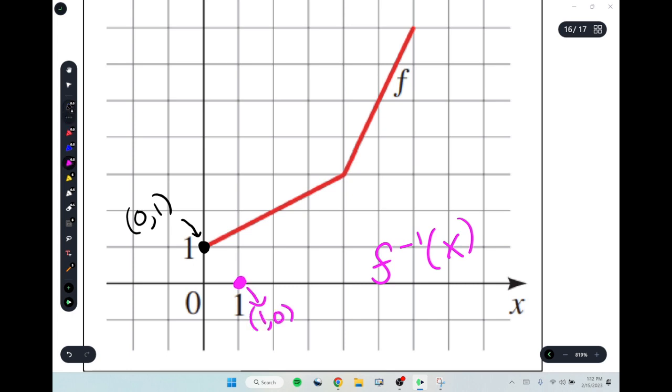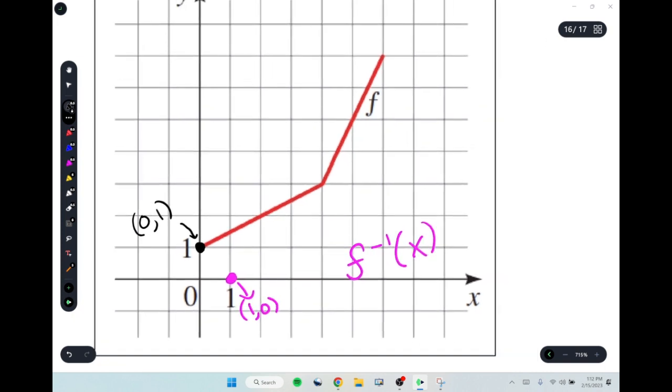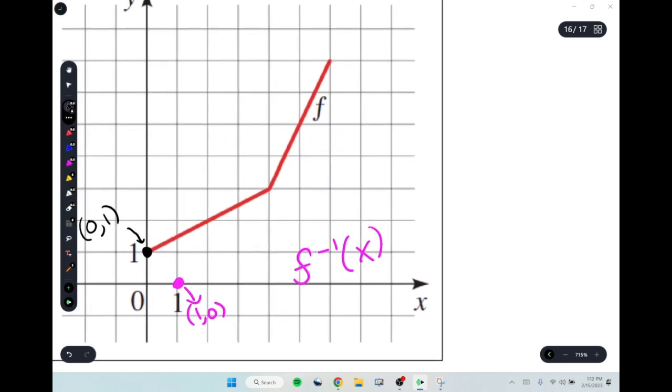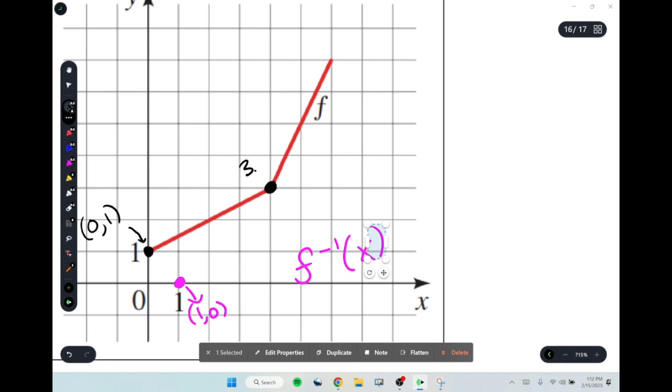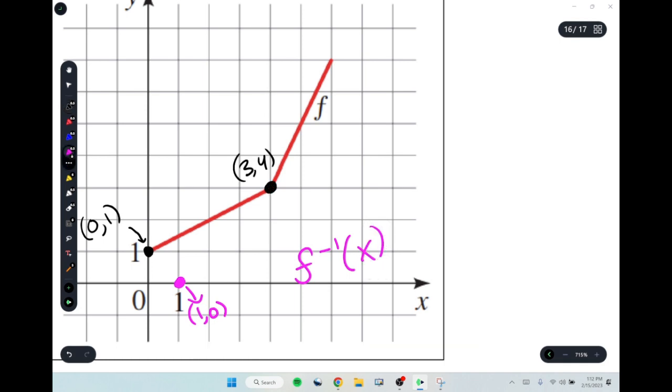Pick another point that's on our function. 3, 4? So what point is on the inverse? Wait, I messed up. That point is 4, 3. The 3, 4 will be on the inverse. That point is 4, 3 though, right? So what point gets on the inverse? The point 3, 4, which is right there.